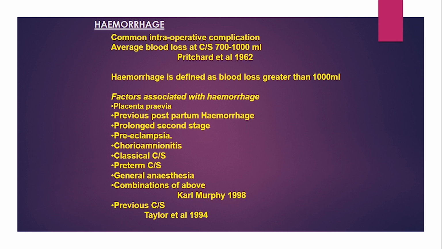So now, let's talk about hemorrhage as a complication. It's a common intraoperative complication, and the average blood loss at cesarean section is expected to be less than 1,000 ml. That's 1 liter. So when it's greater than 1,000 ml, we often say that there's excessive bleeding. That's hemorrhage. And what are those factors associated with hemorrhage? When there's placenta previa, when there's previous postpartum hemorrhage, then when there's prolonged stage of labor, preeclampsia, chorioamnionitis, classical cesarean section, as I mentioned earlier, preterm cesarean section, when you give general anesthesia, and of course, a combination of any of these.